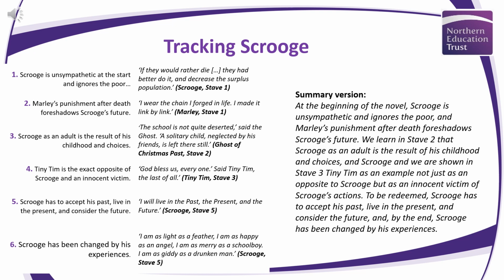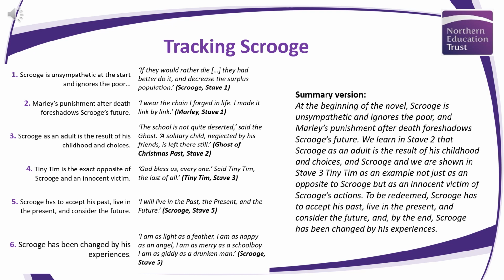Obviously, there isn't necessarily a single way of approaching this, but for me, this might be my basic Scrooge essay. So I'll start at the beginning of the text: Scrooge is unsympathetic at the beginning and he ignores the poor. And the quotation could be something along the lines of, "If they'd rather die, they better do it and decrease the surplus population." And that's Scrooge in stave 1.